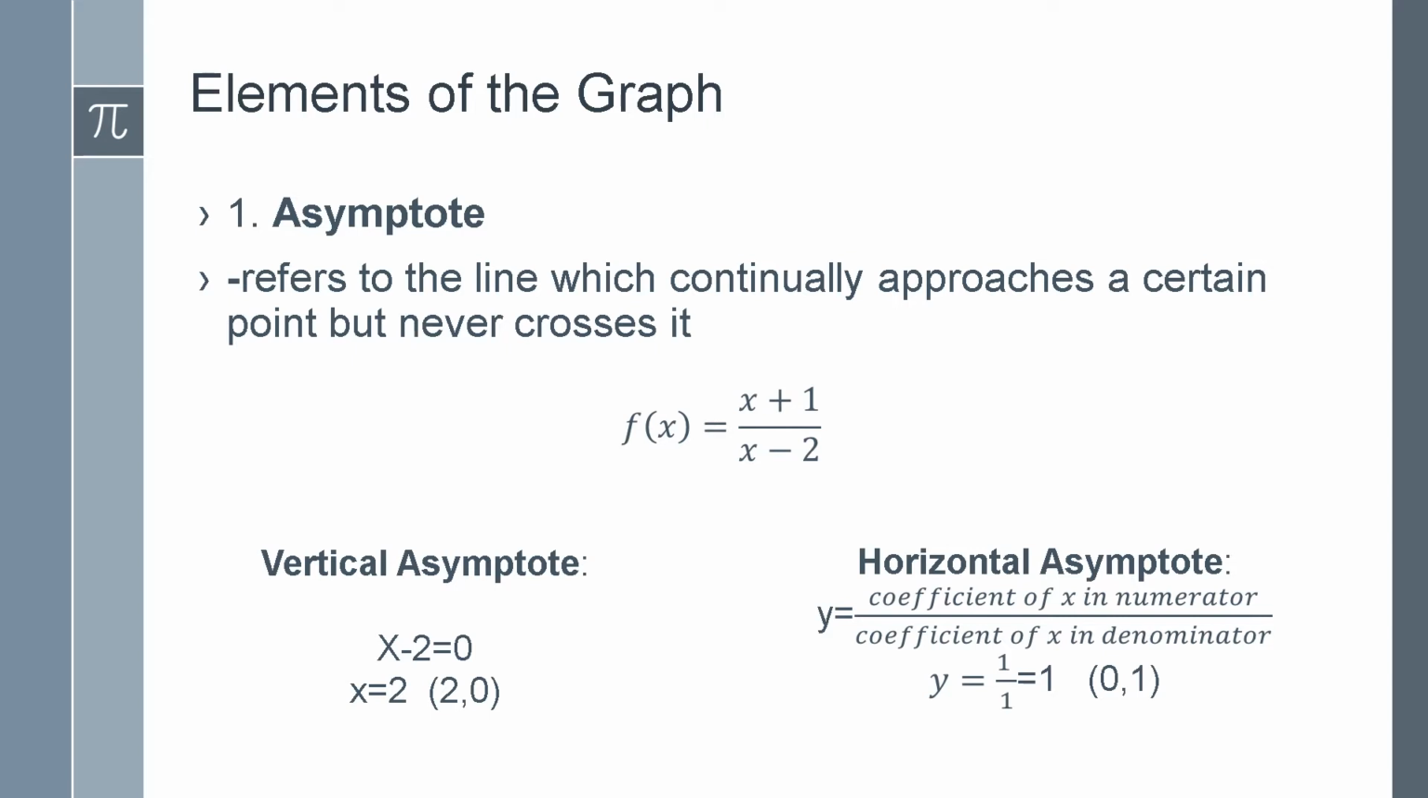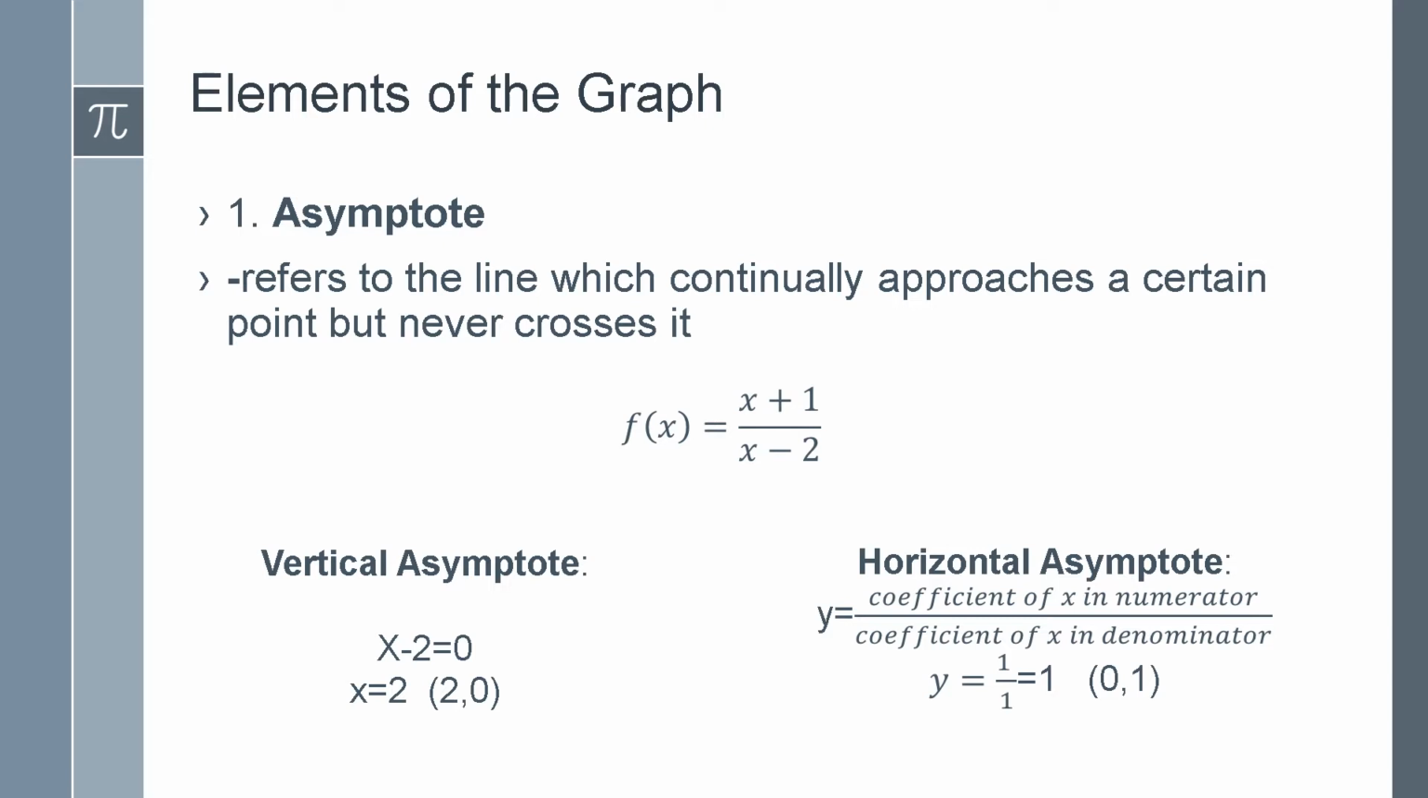It refers to the line which continually approaches a certain point but never crosses it. So in simple words, it is a line that a graph or a curve approaches but never touches. So kumbaga ito yung boundaries ng graph natin. We have two asymptotes, the vertical asymptote and horizontal asymptote. So, obviously, yung vertical asymptote is a vertical line and then the horizontal asymptote is a horizontal line.